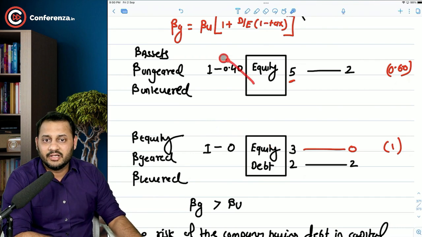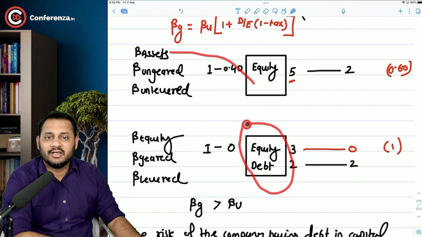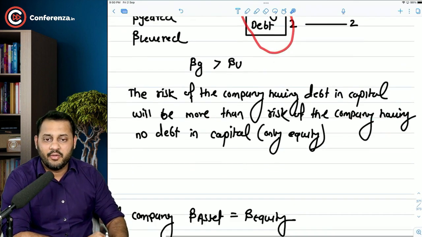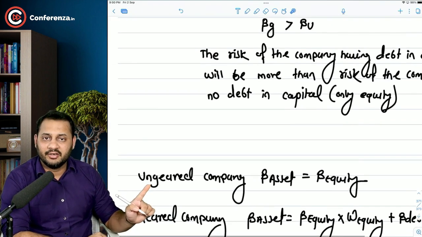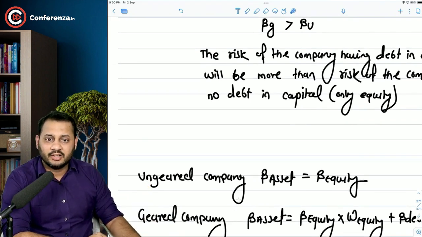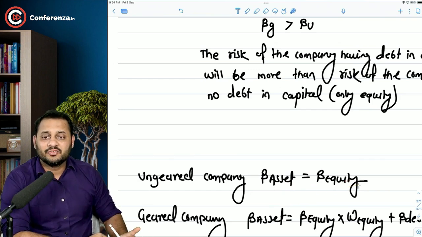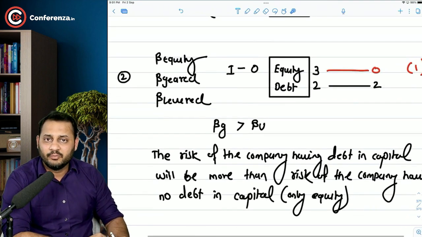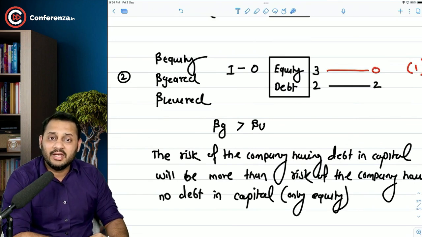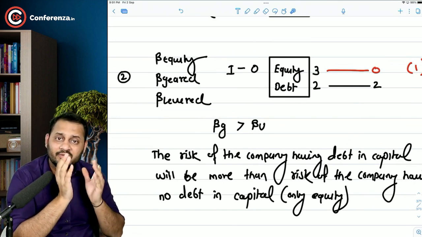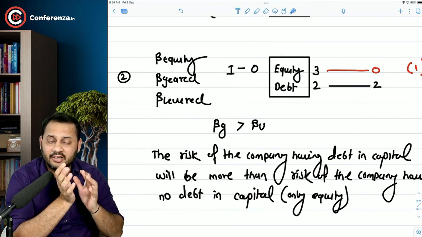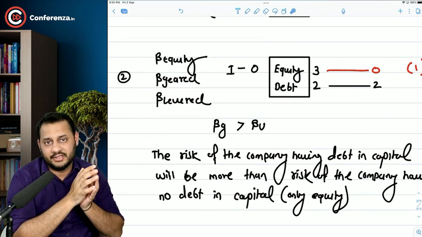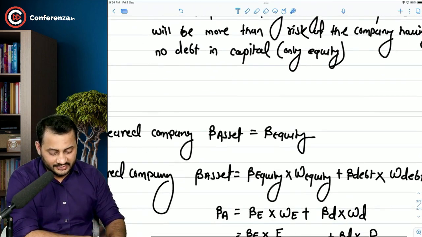In the ungeared case, the equity beta and the asset beta will be the same. But in the geared case, the asset beta includes equity and debt both. So understand this logic: if there is no debt, the asset beta and the equity beta will be the same. But in case of a geared company, asset beta will include equity and debt both. So we will have to multiply the beta of equity with the weight of that equity, and the debt beta with the weight of that debt. So it will look like this at that time.